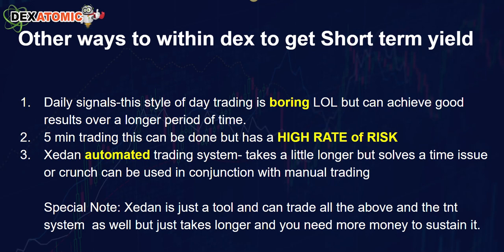Now, this can be used in conjunction with your manual trading, okay? And it can trade the dailies, the 5 minutes, the TNTs. It can trade all that stuff. But that special note down the bottom, you better hear me, okay? The Xenon is just a tool and can trade all the above, the TNT system, everything. But it takes longer and you need more money to sustain it. What I mean by that is that because you're not trading in short bursts throughout the day when you have time, it could trade over a whole day for you. And it could put on 5, 6, 7, 8, 9, 10 trades. And if you're not careful, if you don't have the balance to cover it, you could end up losing.